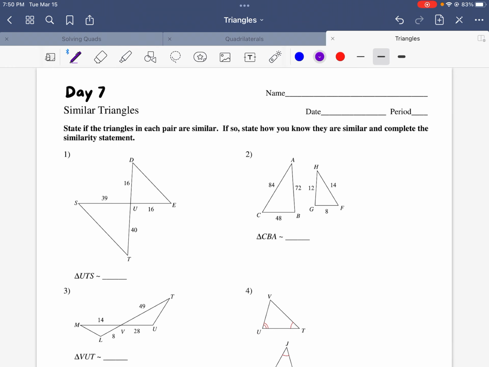So the directions are: state if the triangles in each pair are similar. If so, state how you know they're similar and complete the similarity statement. We're actually not going to be looking for any sides or anything. However, we are going to be doing some math.